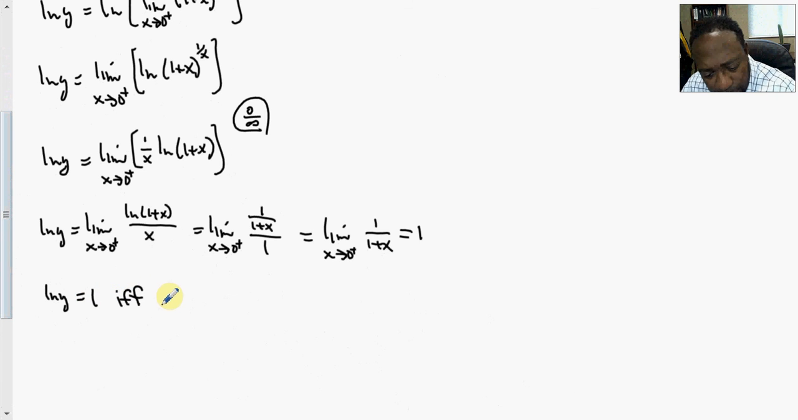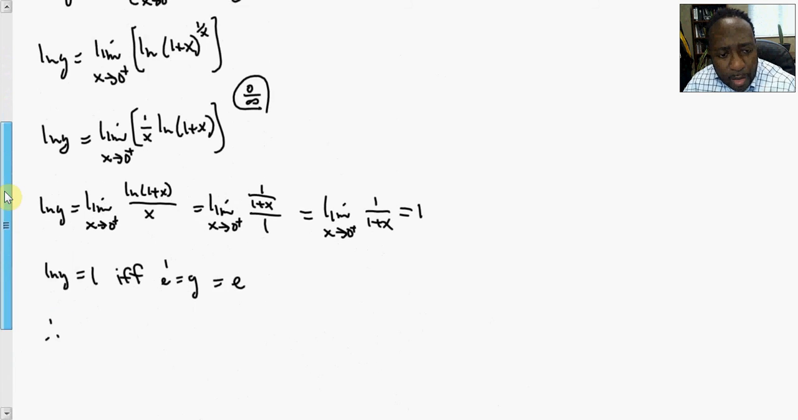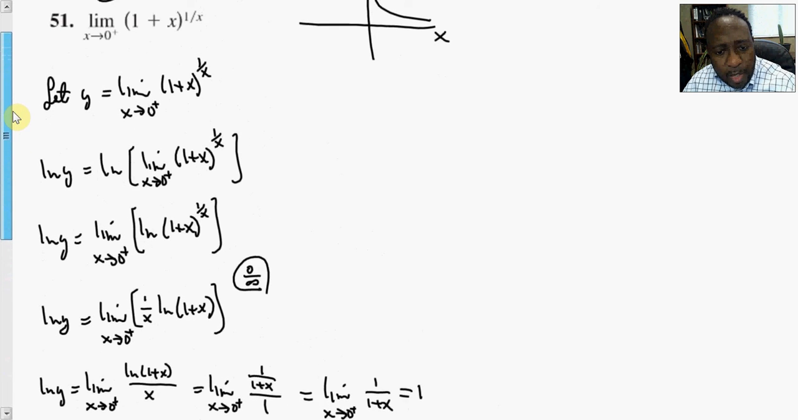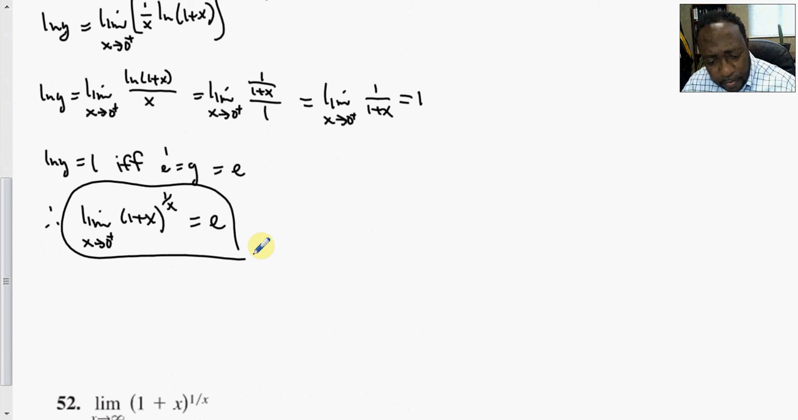If and only if e to the 1 is equal to y. And so we get y is equal to e. But what was y? Y was said to be the problem at hand. So here we have the limit as x goes to 0 from the right of 1 plus x to the 1 over x is equal to the e base number.